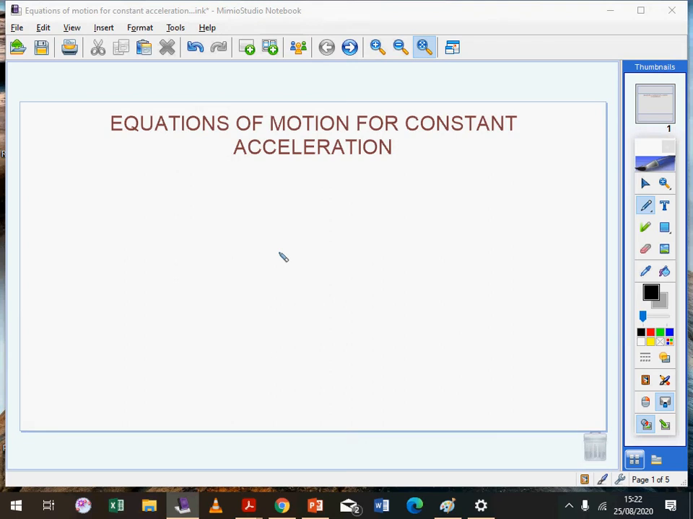Today we're going to talk about equations of motion for constant acceleration. Now we're saying constant acceleration because throughout this course we're going to consider acceleration to be constant. Considering it to be constant does not mean that acceleration is always constant in real life. Actually, most of the time, acceleration is not constant in our day-to-day lives.